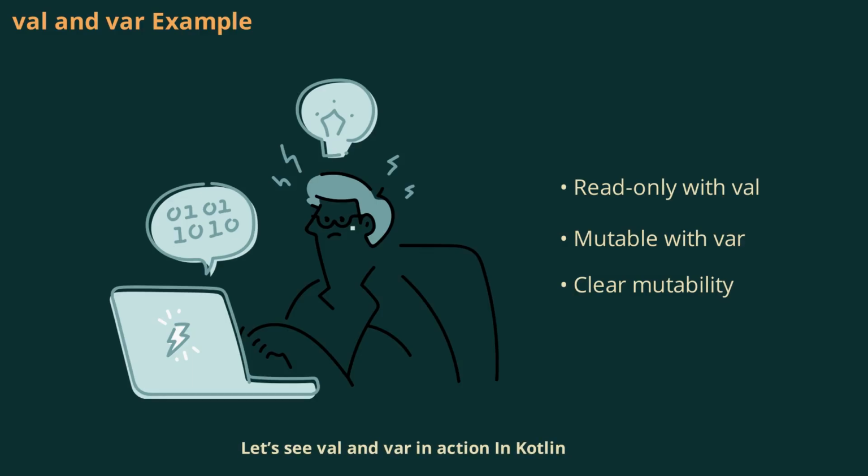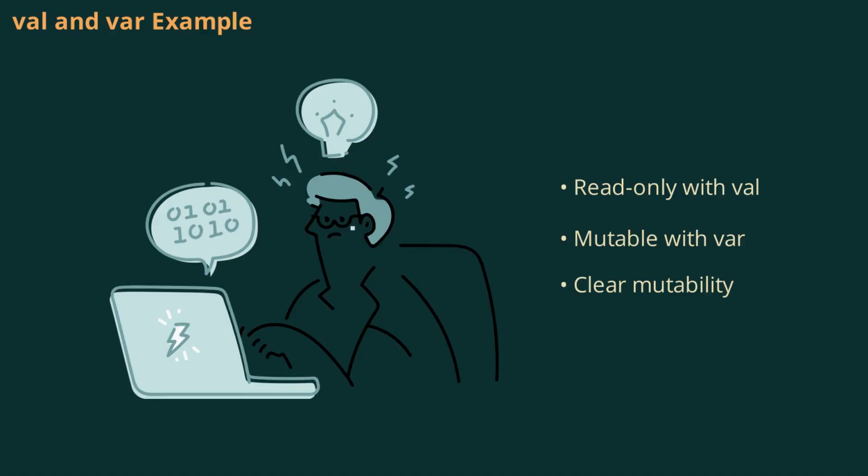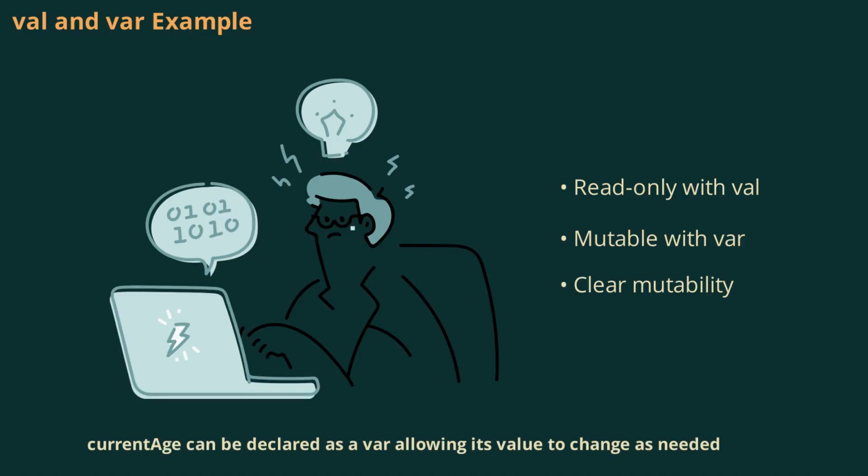See val and var in action. In Kotlin, you might declare birthYear as a val, making it read-only and preventing reassignment. On the other hand, currentAge can be declared as a var, allowing its value to change as needed. This approach ensures that only variables meant to change are mutable, reducing bugs and making your code easier to understand. By using val and var appropriately, you maintain control over your data and prevent unintended modifications.